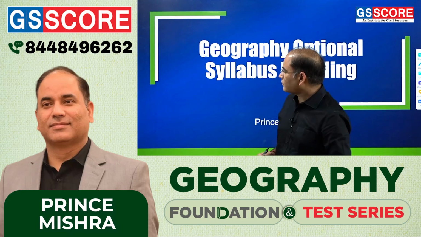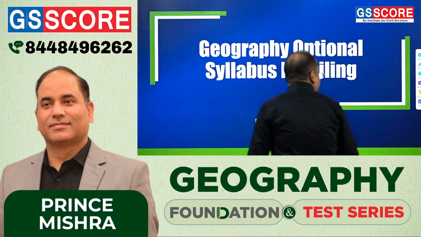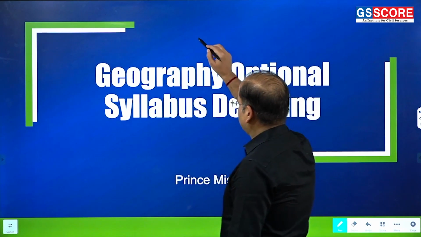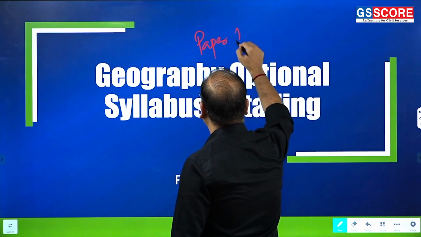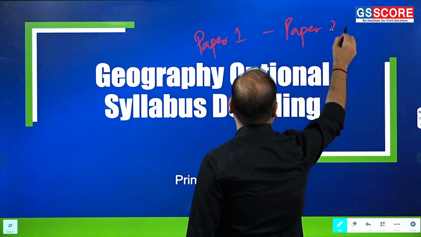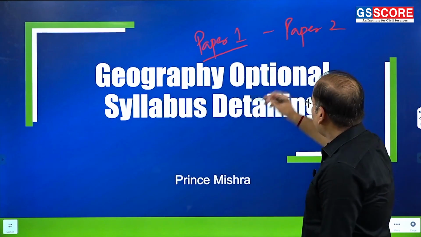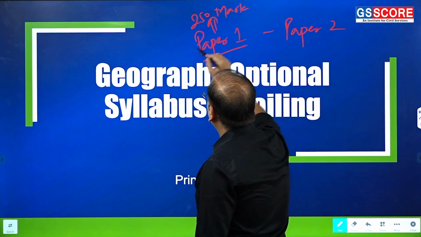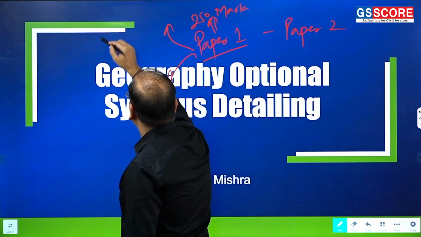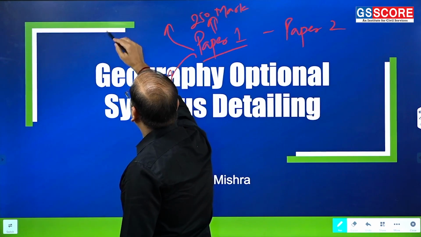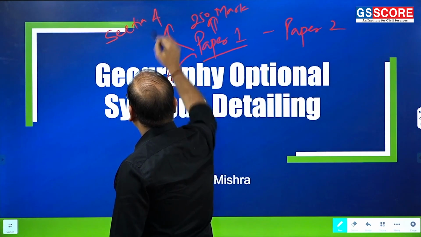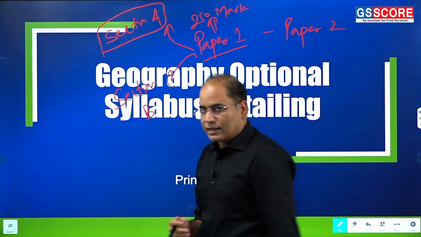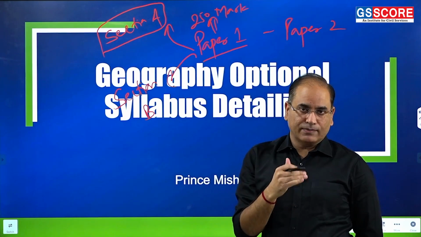So, let us begin. As far as geography optional is concerned, it is divided into two papers, that is paper 1 and paper 2. Both the papers are of 250 marks, and in paper 1 we have two sections, section A and section B. Section A covers 5 chapters, section B also covers 5 chapters.